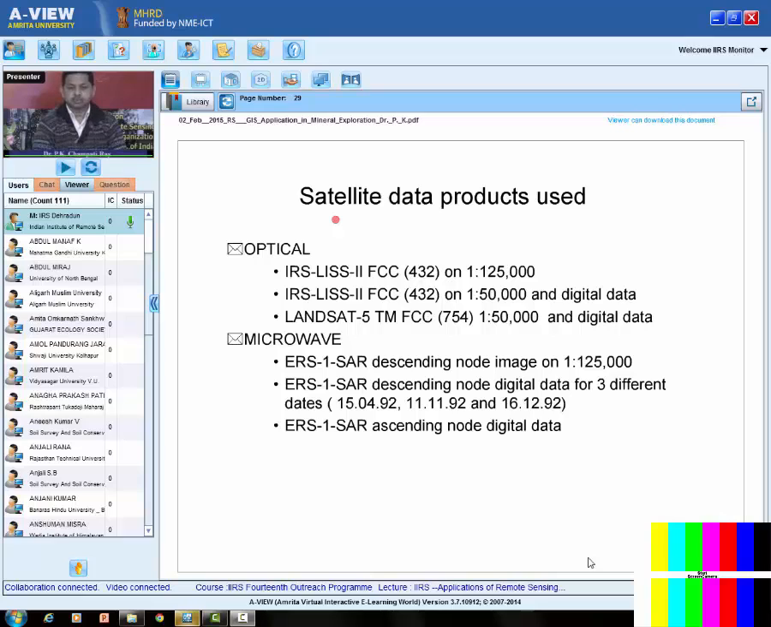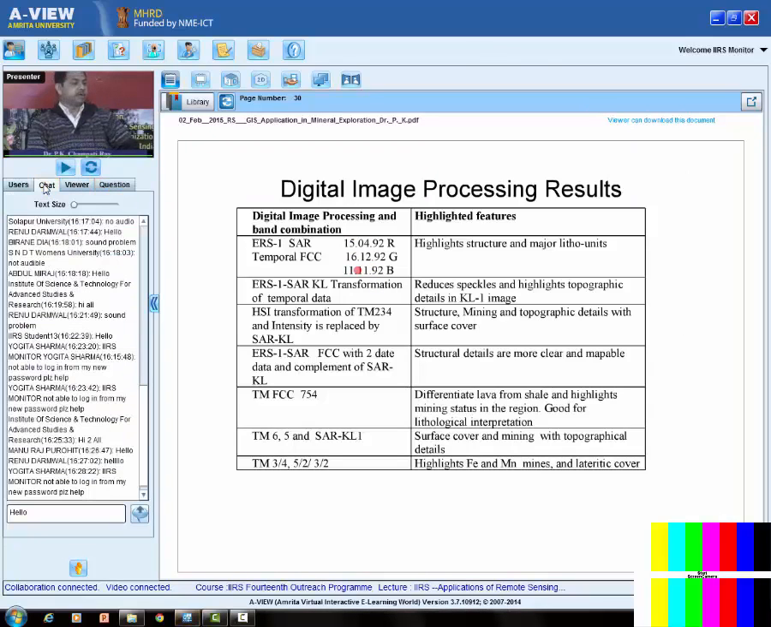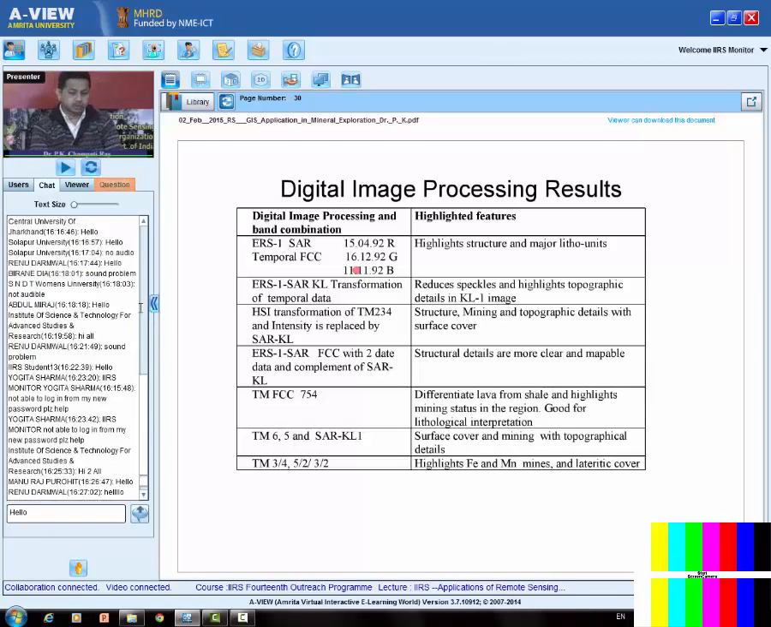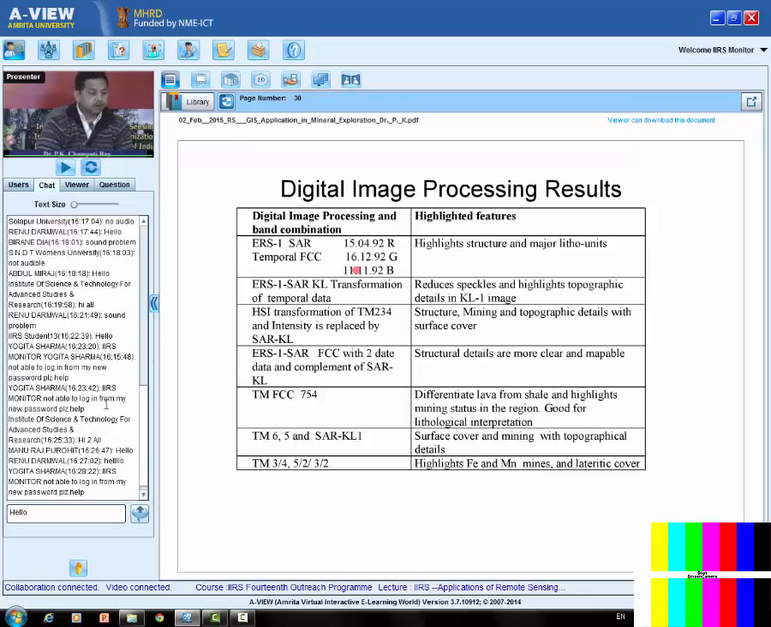So ERS1 SAR data was used along with the optical data, and extensive digital image processing was carried out. You can see here ERS1 SAR data for 3 different dates has been procured. The reason was that we wanted to find out whether there is any seasonal impact or effect on the scene interpretation. That's the reason why 3 dates were taken. Then, using these 3 together, the overall topographical effect was determined using the KL transformation, which reduces the speckle, because as you know the speckle noise is a very random noise, and when you combine 3 different dates of data, obviously the speckle noise is going to reduce and the image interpretation capability is going to improve.